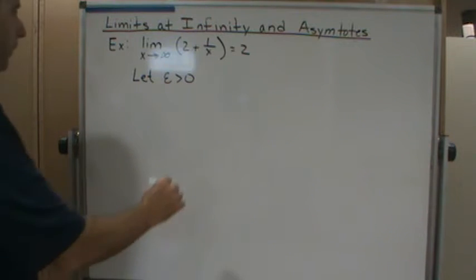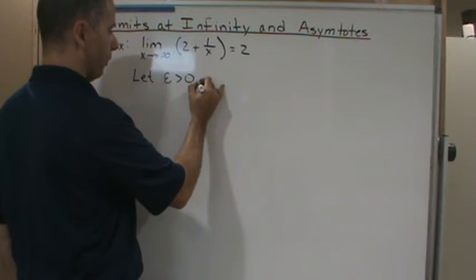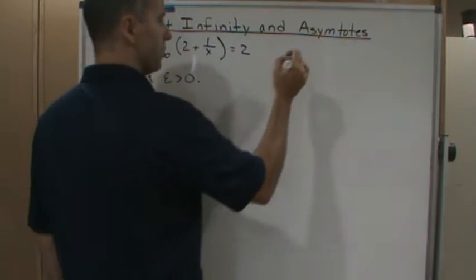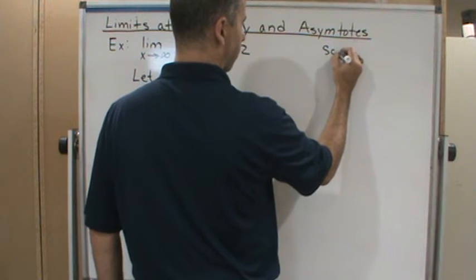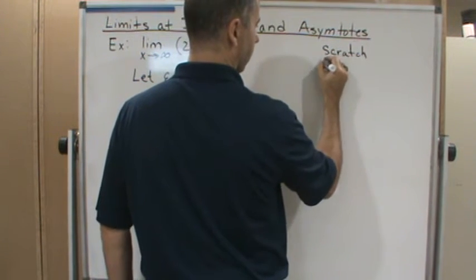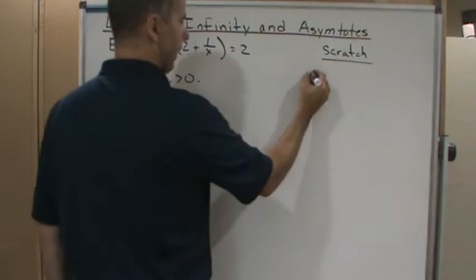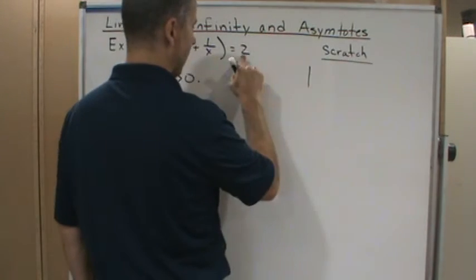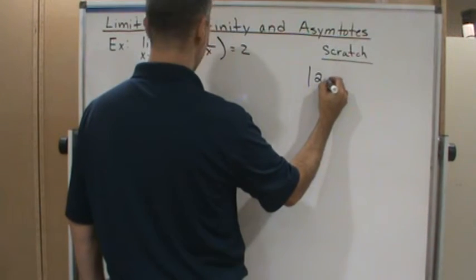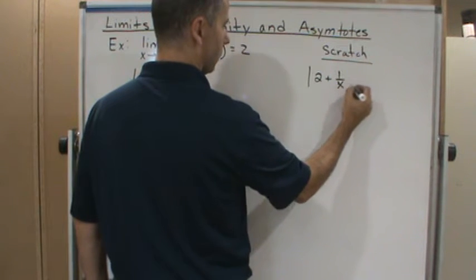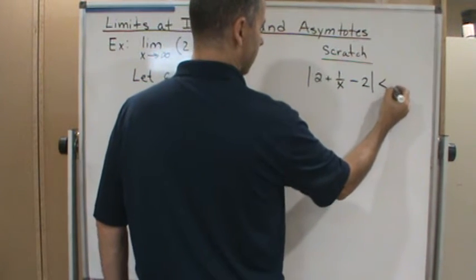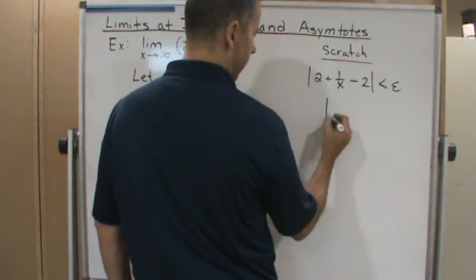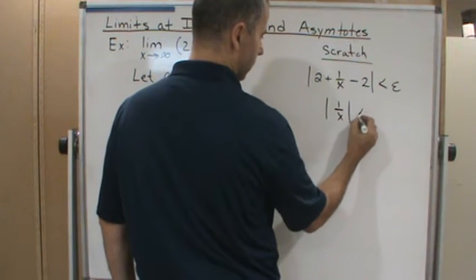Okay, now what we need to find is we need to figure out what we want to make n, right? How are we going to determine n? Well, let me do some scratch work over here, see what we can come up with. So now, again, we're trying to find what? The distance between f of x and L. So what's L? 2. So let's set this up. So we got 2 plus 1 over x minus 2 is less than epsilon, right? That's what we want. So that means the absolute value of 1 over x is less than epsilon.